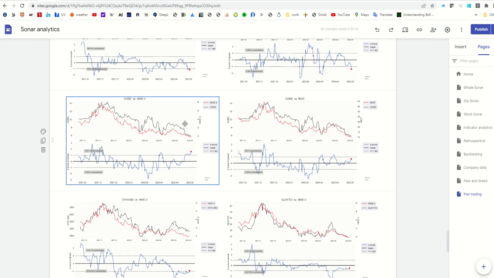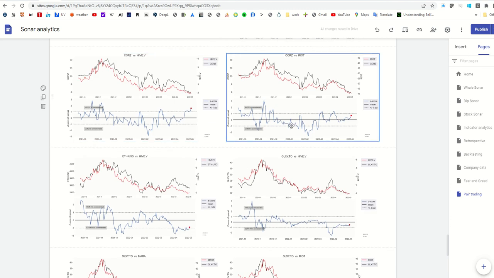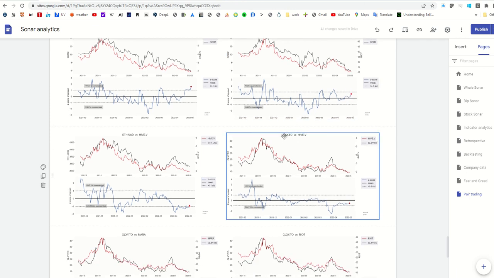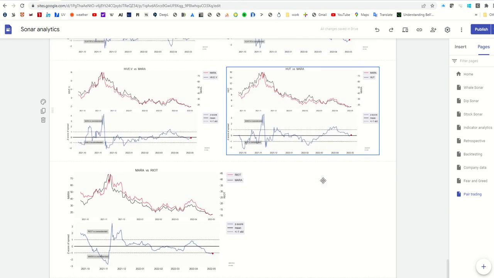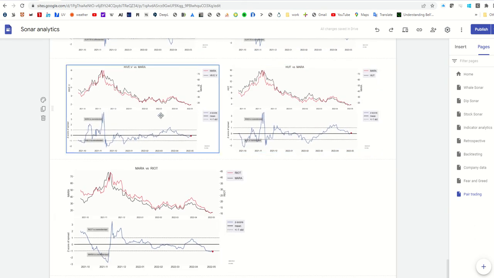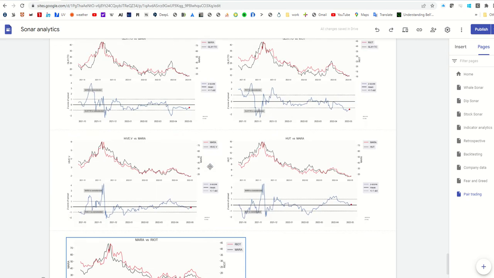You see that not all the pairs are currently giving a signal. For example, core and riot, there is no signal here. It has not exceeded the band of ±1 standard deviation. Galaxy and hive also is within the band, and so on. Many pairs are still in their equilibrium value, like hive and mara, so no trading signal here.